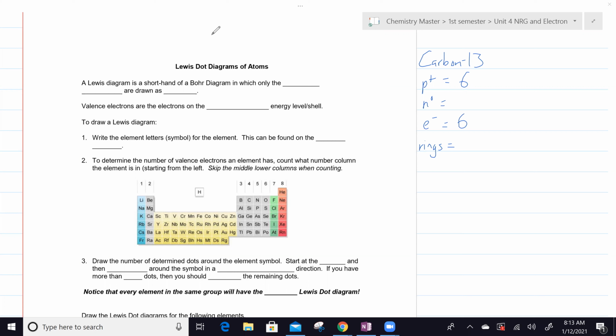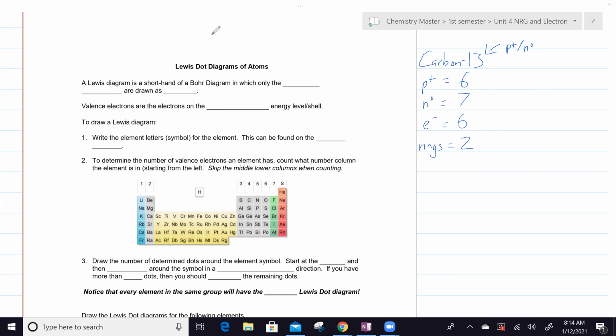This is my mass number right here. Remember, mass number is protons and neutrons. So if I subtract protons from that number, I get seven. That's how many neutrons it is. And then somebody tell me how many rings carbon should have? Two. Very nice. It's on the second one.